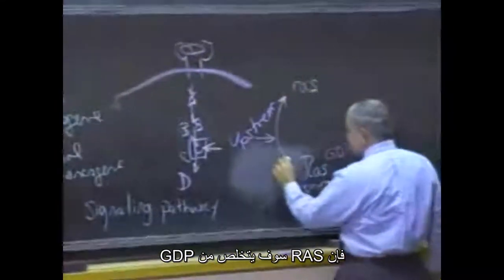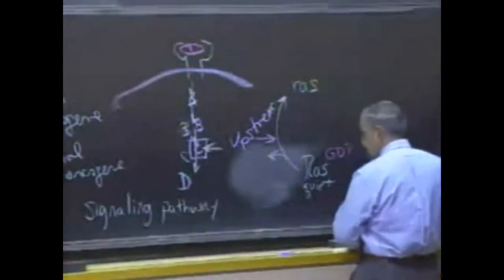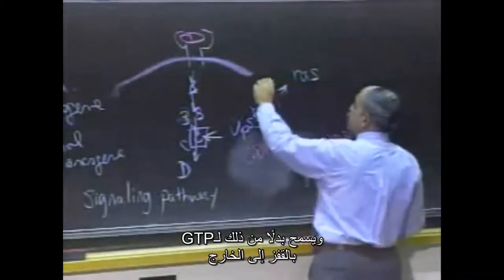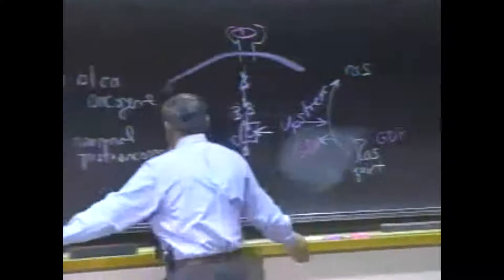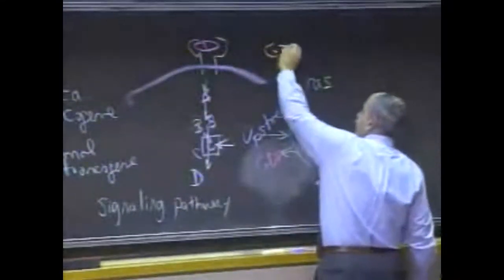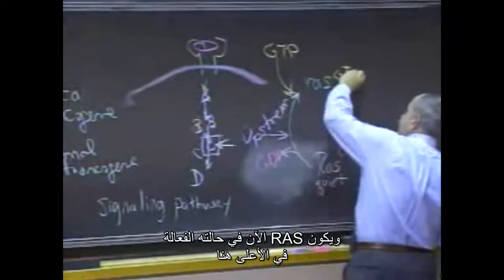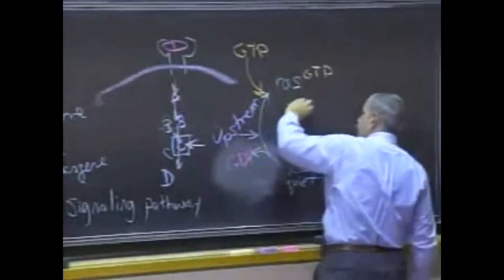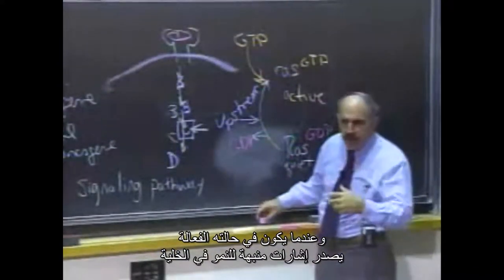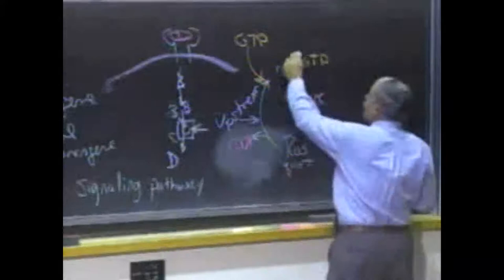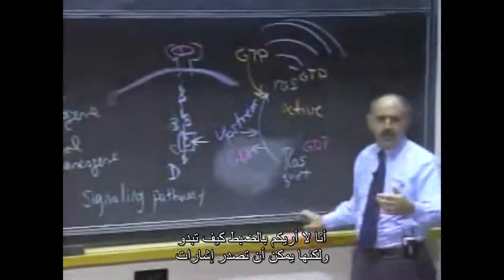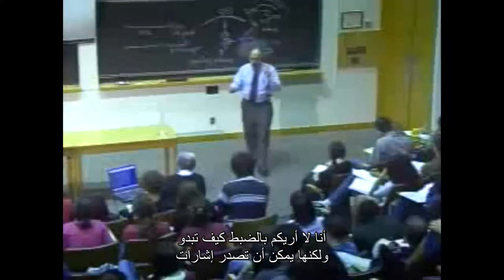RAS will shed its GDP and will instead allow a GTP to jump aboard. So now a GTP can jump aboard, and now RAS is in its active state up here. And while it's in its active state, it can emit growth stimulatory signals into the cell, like that. I'm not showing you exactly what they look like, but it can emit signals.